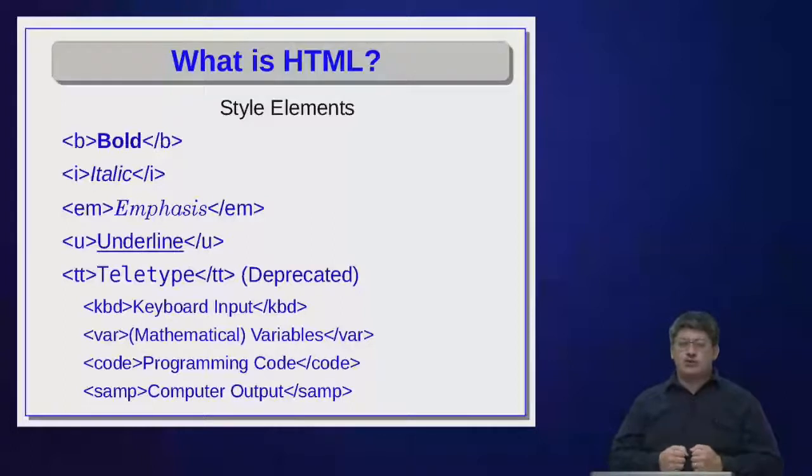Instead, what you're supposed to do is use a more specific tag that identifies particular kinds of content. And there are several reasons you might want to put something in teletype. Four of the most important are because it represents keyboard input, something the user is supposed to type, for instance, in a tutorial, or a mathematical variable, or some code for a program, or possibly output from a computer program. So those four are represented using the KBD tag, the var tag, the code tag, and the SAMP tag.